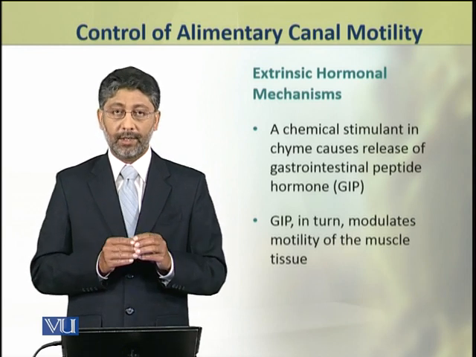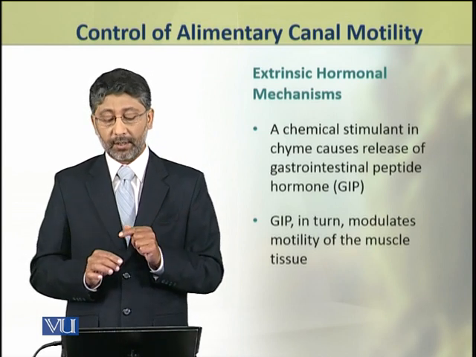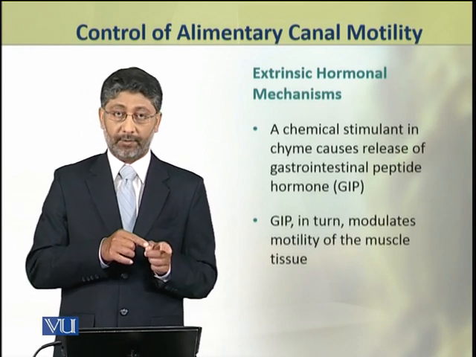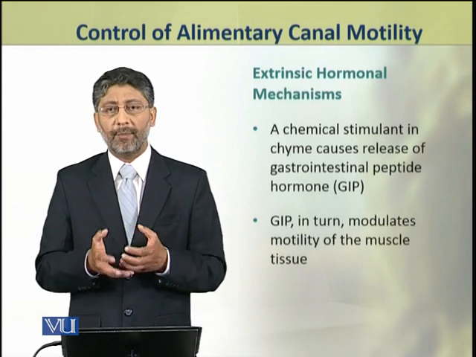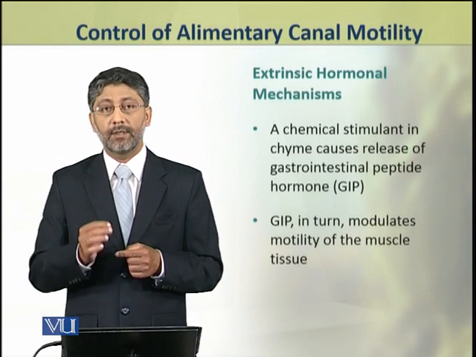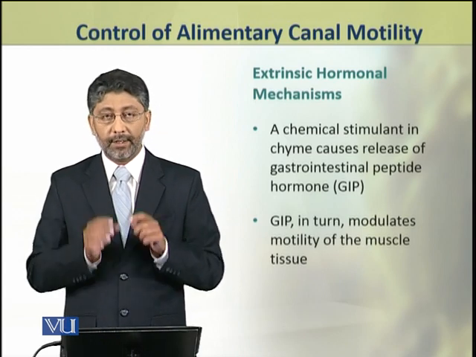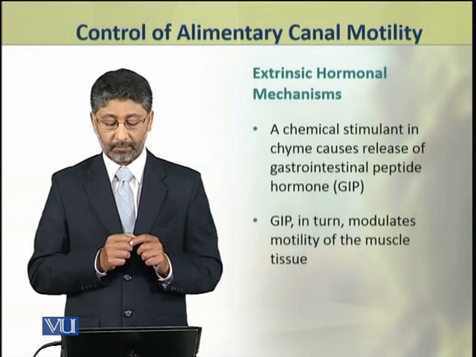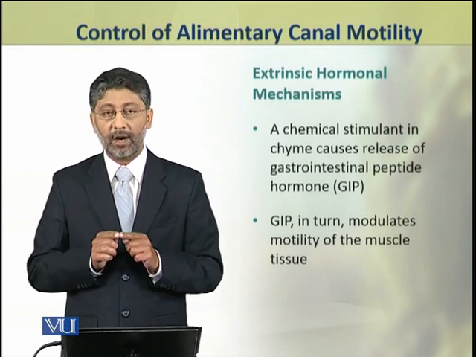Dear students, now we shall discuss the extrinsic mechanisms. First, we shall discuss the extrinsic hormonal mechanisms, and then we shall discuss the extrinsic neuronal mechanisms. Chyme contains many types of chemicals obtained through the food. Some of these chemical substances in chyme act as stimulant, which cause the release of gastrointestinal peptide hormone GIP. GIP in turn modulates the motility of the muscle tissue.